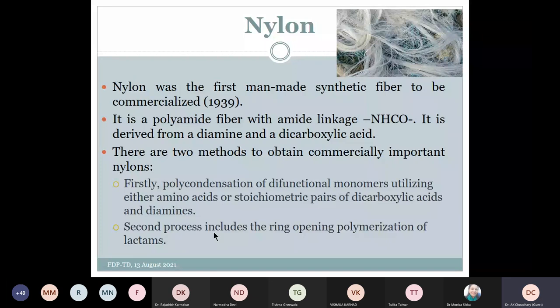There are two methods to obtain commercially important nylons. These are again the details of the production of nylon fibers. And here you can see the view of these nylon fibers. These are some of the physical and mechanical properties and chemical properties of nylon fibers.